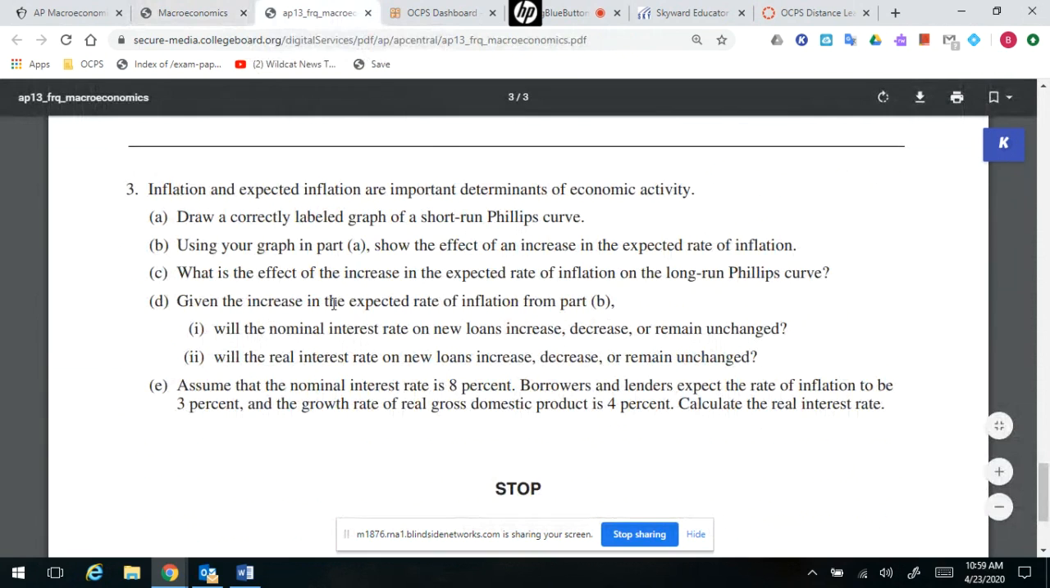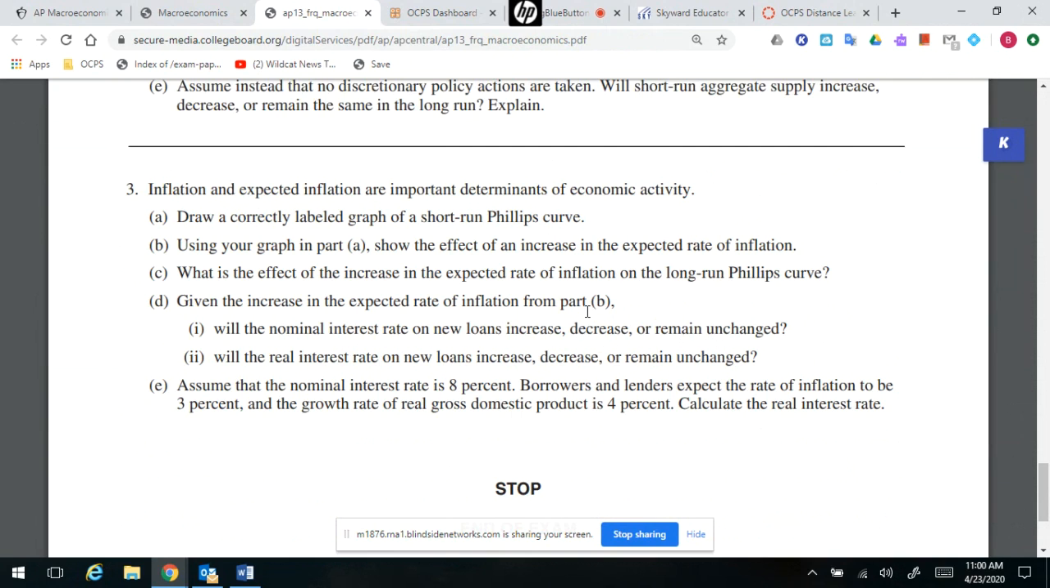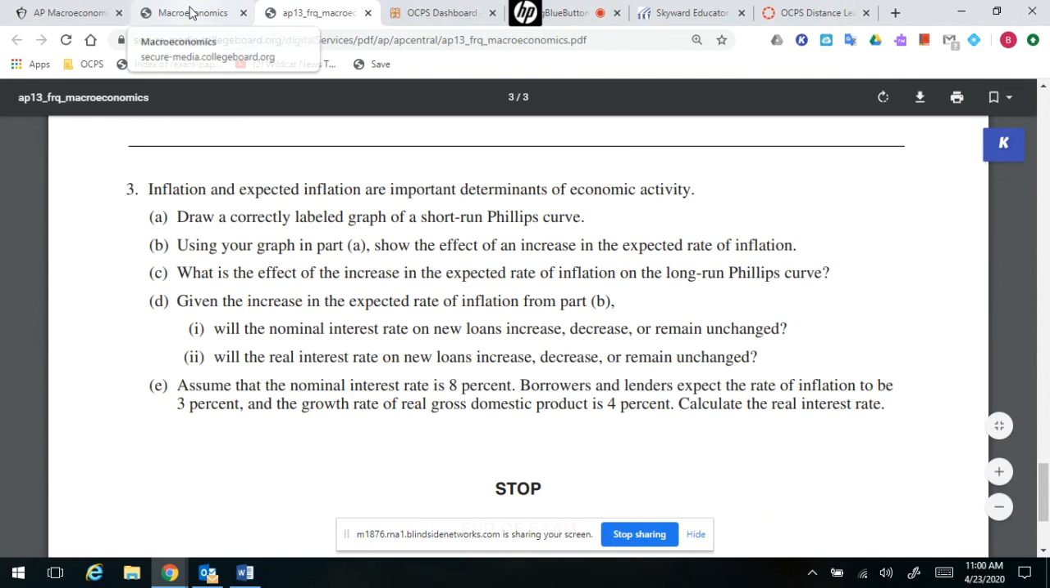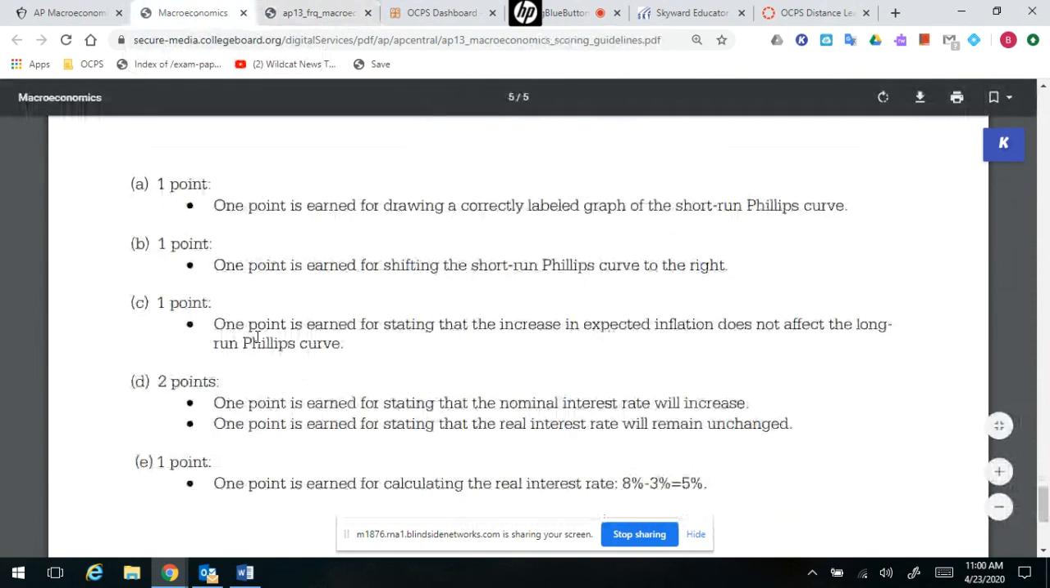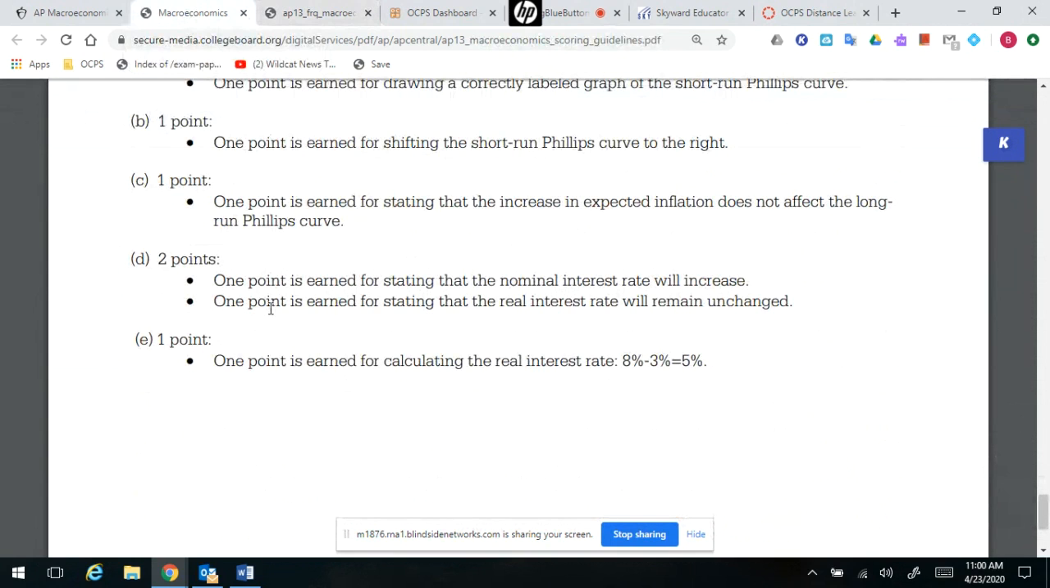Given the increase in the expected rate of inflation from Part B, will the nominal interest rate on new loans increase, decrease, or remain the same? Okay, so this brings us back to that formula where nominal versus real. So nominal equals our real plus expected inflation. So we can see here that when you have inflation going up, your nominal interest rates will increase.